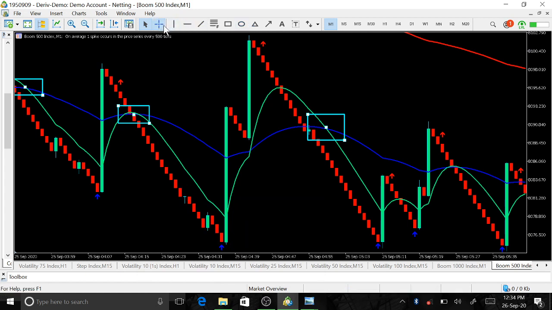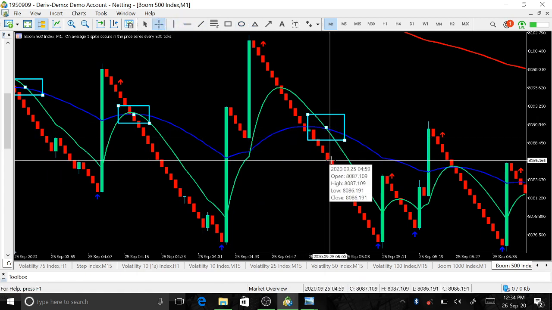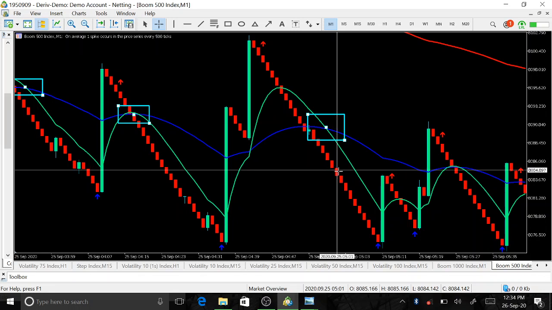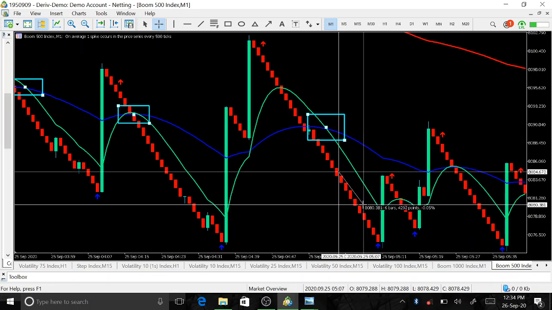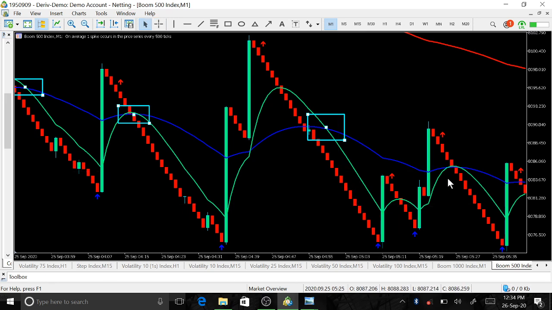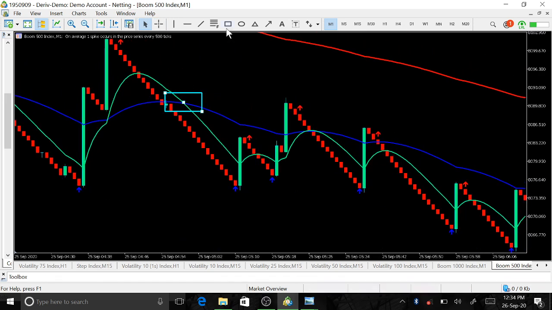So our entry will be here. Our entry will be somewhere here. And then we scalp how many candles? 5. Before the next support level, then you're out. This over here is not a perfect crossover. This is not a perfect crossover, so we don't treat that.